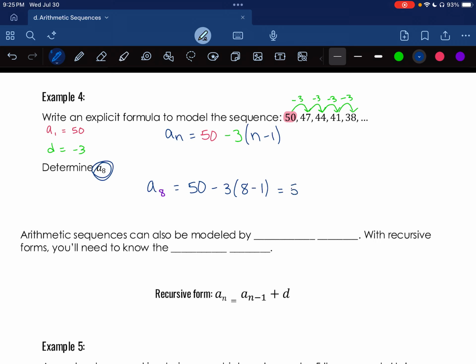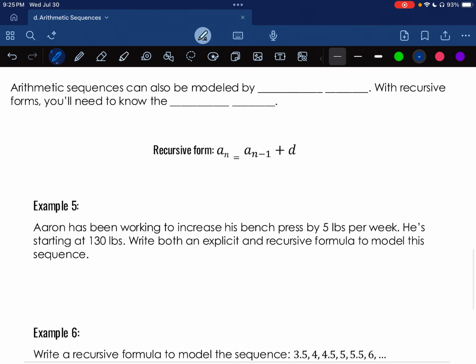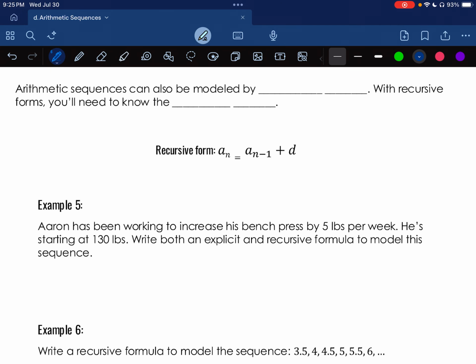All right, so I am partial to the explicit form because, like I said, it's super handy for finding other terms in the sequence, but I'm going to show you another way that these can be written as well that I feel is outdated, but I'm going to show you anyways. So an arithmetic sequence can also be modeled by recursive forms. With recursive forms, you'll have to know the previous term. That's why I don't love recursive models, because you have to know the previous term, right? So if you don't know it, then you're out of luck.